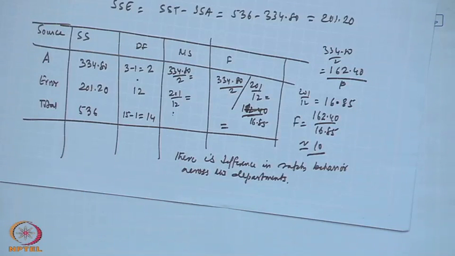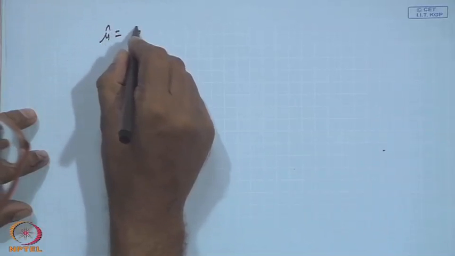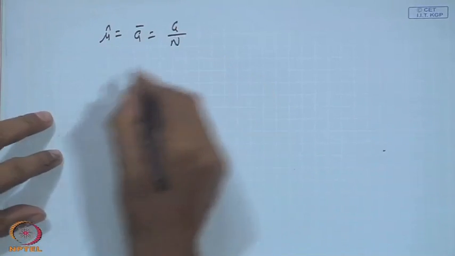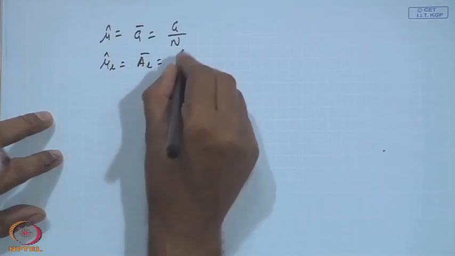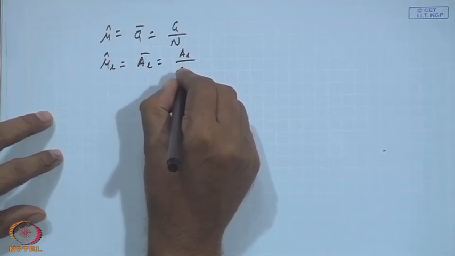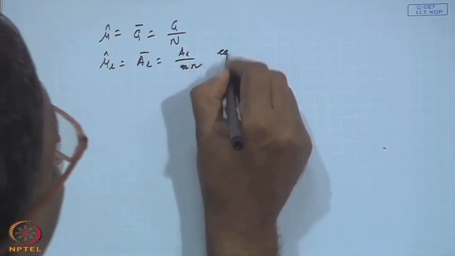So, once that difference is established, what is required to know, we will go for estimation of parameter. Now, you see this slide, this is the estimation of parameter. First, we want to estimate the grand mean, which is G bar. Grand mean estimate is G bar, that is G by n, and your individual mean estimate will be your AL bar, which is AL by small n, because in all cases we have taken equal sample size.